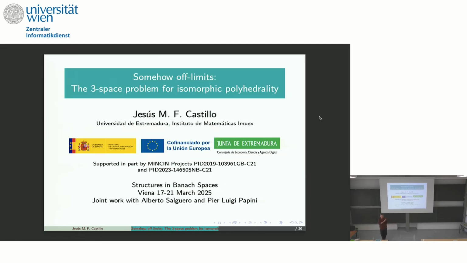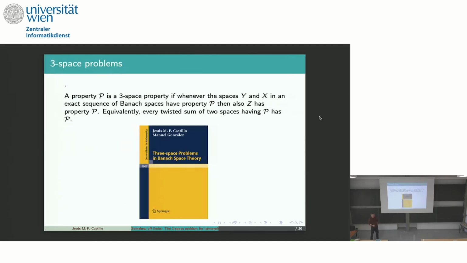About the title, I will explain the first line of the title at the end. In the meantime, well, I've been fond of three space problems for a long time. This book is from 1996, so it's a long time on this.